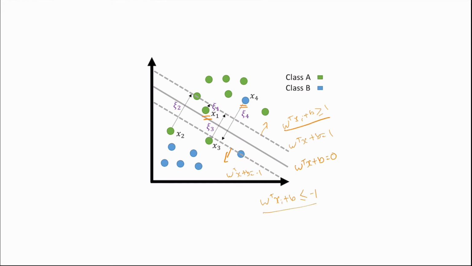For all points that lie on class A side, we reduce the boundary by a value of psi, and so W transpose xi plus B becomes bigger than or equal to 1 minus psi. We also reduce the restriction for the points on class B side by, instead of saying W transpose xi plus B is less than or equal to -1, we say less than or equal to -1 plus psi.